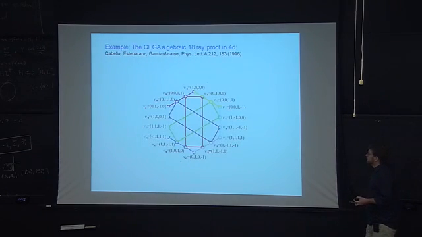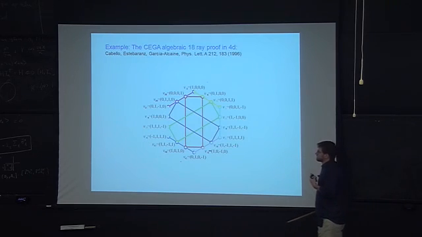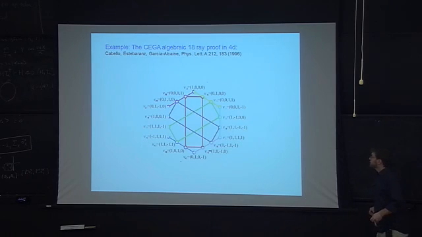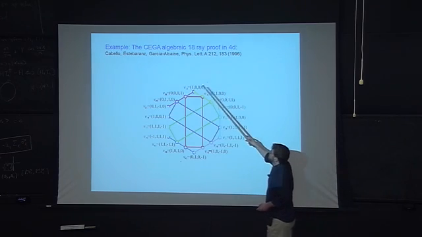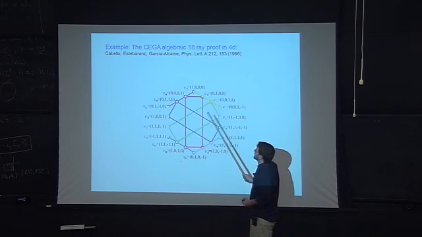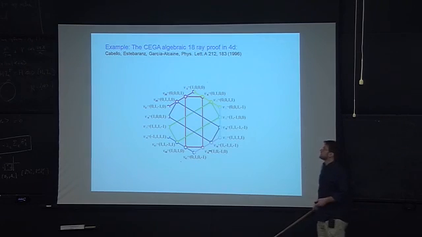So let me give you an example of a proof of the impossibility of non-contextual hidden variable models for projective measurements. So this is a proof due to Cabello and co-workers. It works in a 4-dimensional Hilbert space.